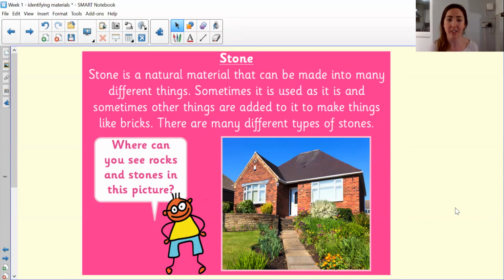Okay, so there are some that are more obvious than others, I think. If you look at the wall here, you can see it's made out of stone or bricks, as is the house. These bricks are made out of stone. But then some others that are maybe not so obvious. We have some paving slabs here, also made out of stone, out of rocks. And lots of roofs as well have slate tiles on them, and slate is a type of stone.